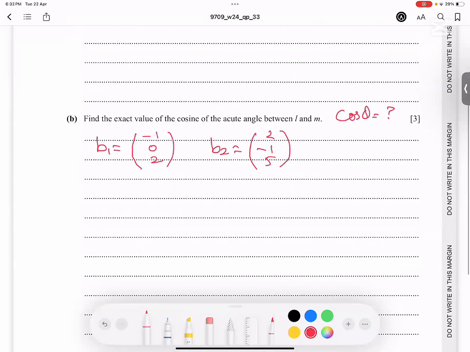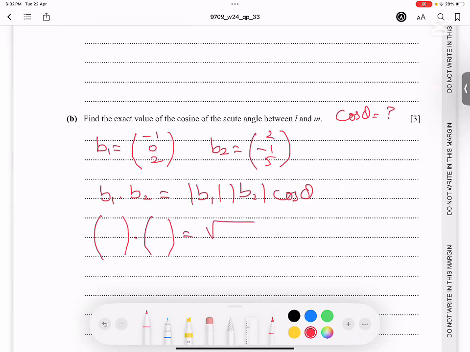So what basic formula do we have, students? B1 dot B2 equals the magnitude of B1 times the magnitude of B2 times cos of the angle between them. So these two vectors dot, and here the magnitude of one vector times the magnitude of the second times cos of the angle. So negative 1, 0, 2, and 2, negative 1, and 5. And the square of 1, the square of 2 gives us 1 plus 0 plus 4. The square of each value I'm writing here: 2 squared gives 4, 1 squared is 1, and then 25.